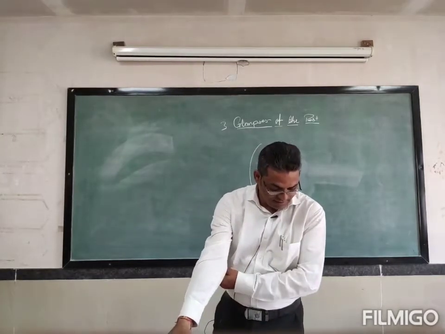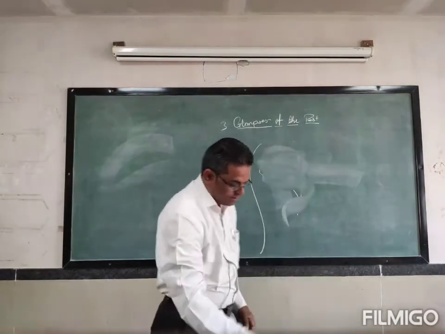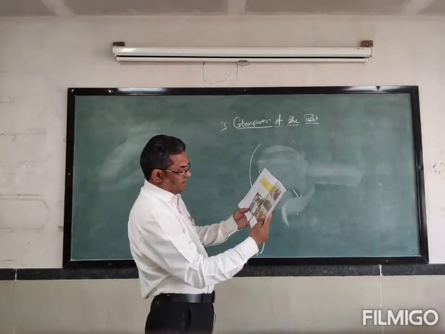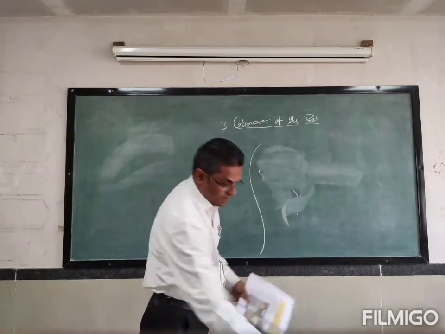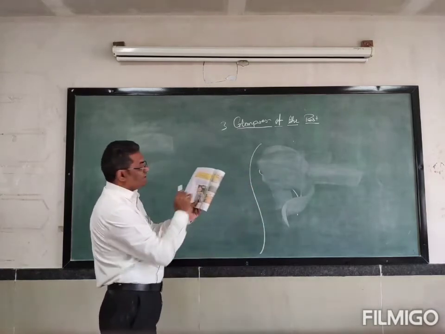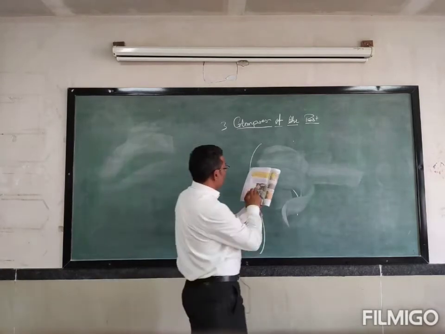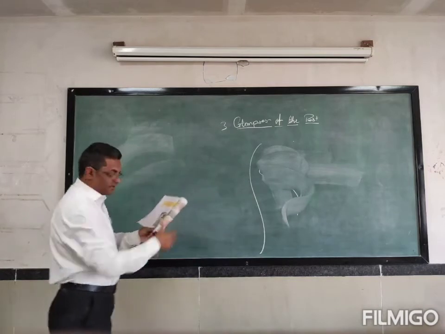The first article that we'll see, okay, martyrs. First article, that is page number 36. I told you what is given, the picture is given. Okay, here the martyrs.